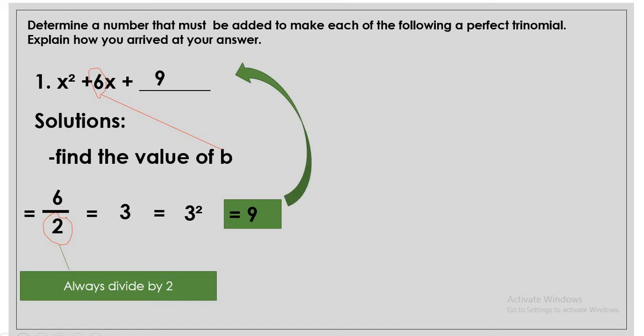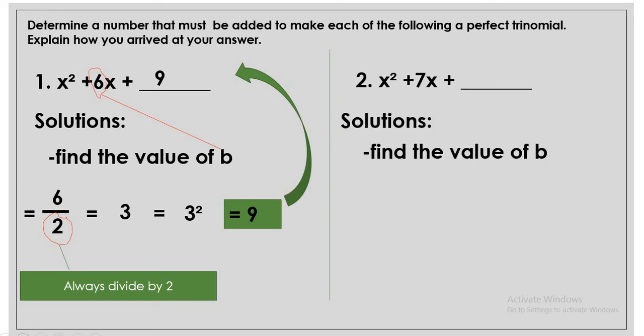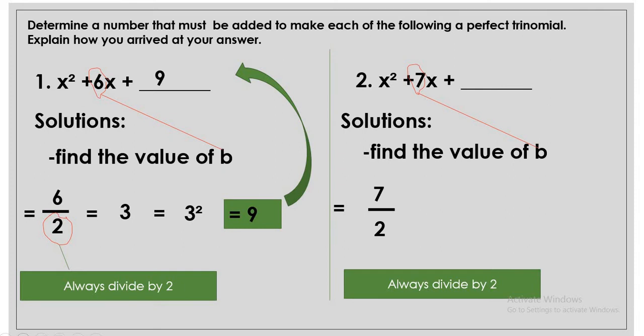This example is very easy because the value of b is an even number. What happens if the value of b becomes an odd number? Example number 2, x squared plus 7x plus blank. Again, the first step is to find the value of b, and our value of b is 7. So what are we going to do next? Divide by, very good, divide by 2. Any value of b will be divided by 2.